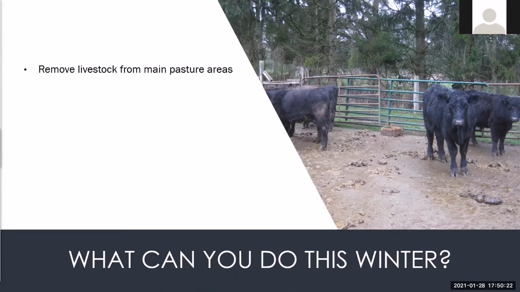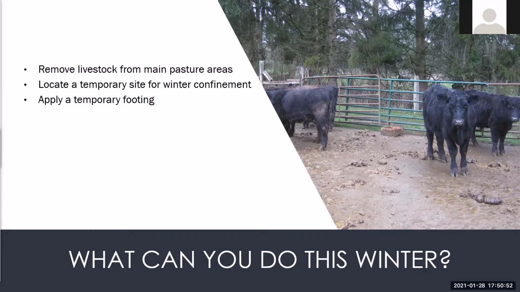So thinking about right now, if you can remove your livestock from some of those main pasture areas, maybe you pick one area that is lower performing or in a good convenient spot that you can concentrate them in a little bit more, to give you an area that you can manage better for mud and manure. So we want to think about locating a temporary site for that, and that's where we can get started right now. And we can apply a temporary footing.